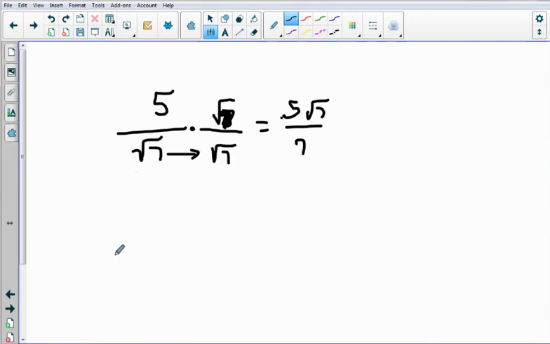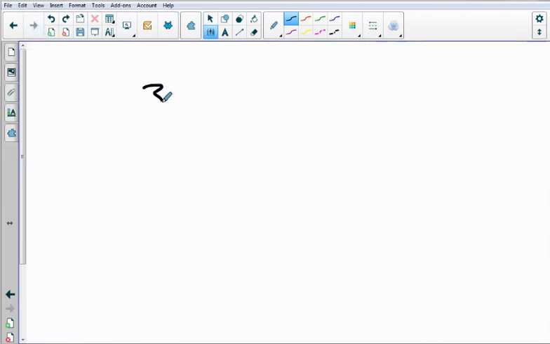So there's that one. And then if you want to see the shortcut on one of these, it's actually pretty simple. We'll just do 3 over the square root of, I don't know, let's do 6. You know it's going to be 3 square roots of 6 over 6. So there it is, really quick and easy.